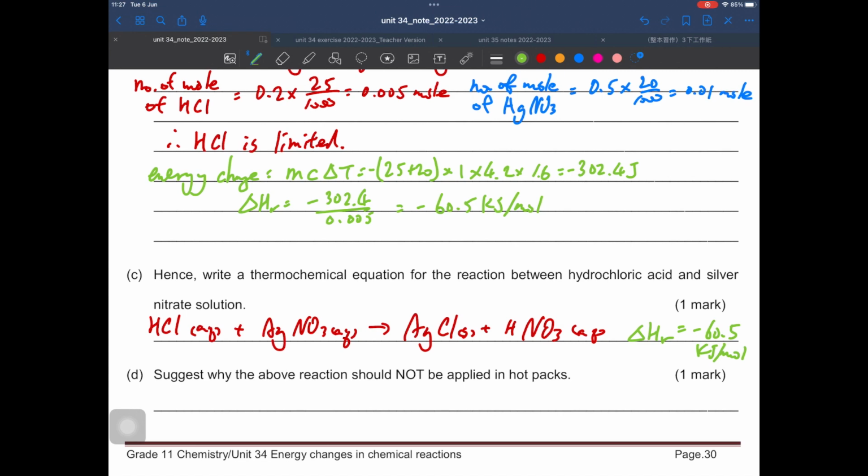And finally, you are asked why the reaction is not applied in hot packs. This is an exothermic reaction, very good. But why do we seldom use this in hot packs when we get hurt? Well, the reason behind is simple: because they involve corrosive acid.